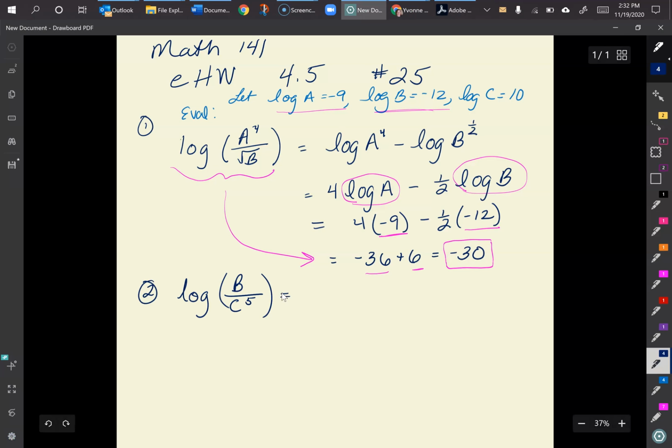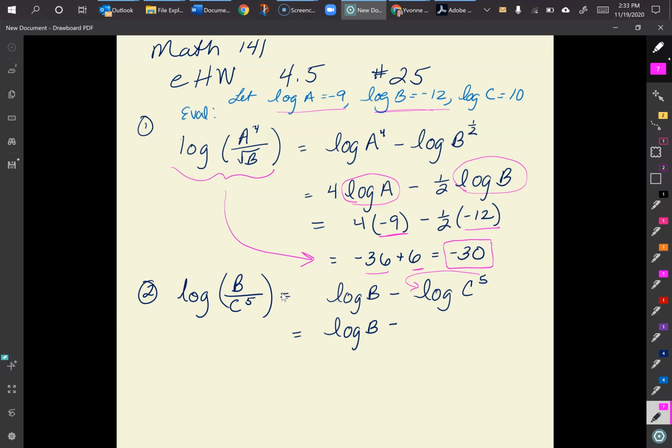Now on this next one, number 2, I have log of b over c to the 5th. So I'm going to use that same quotient property there. So I'm going to have log b minus log c to the 5th. So I split that apart using a subtract. Then I'm going to just keep that log b for now. And then here I'm going to take this 5 and put it in front, right? So it comes down in front.